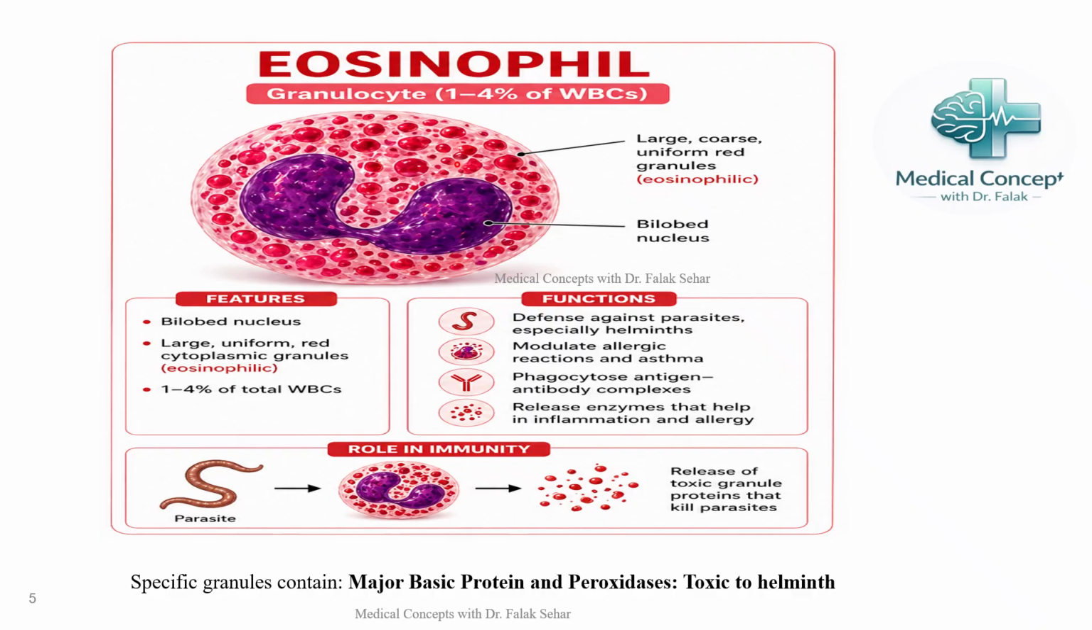These specific granules contain potent substances such as major basic proteins and peroxidases, which are particularly toxic to parasites, especially helminths. Functionally, eosinophils play a key role in the defense against parasitic infection. They modulate allergic and inflammatory responses, including asthma. They phagocytose antigen-antibody complexes, and they release enzymes that contribute to inflammation and allergy regulation. In immunity, their major role is in parasitic destruction, where they release toxic granule proteins onto the parasitic surface.